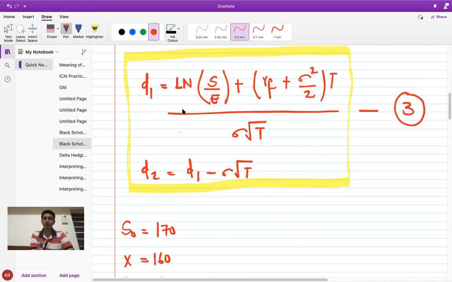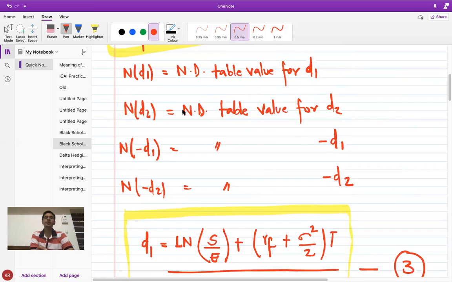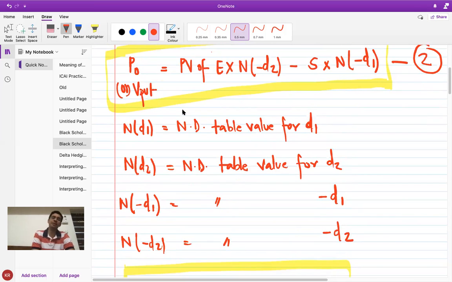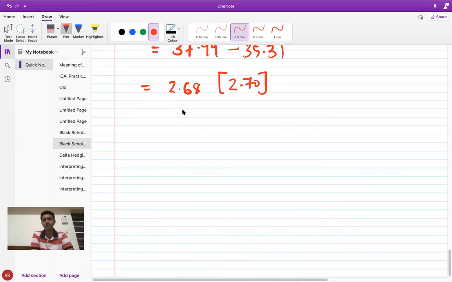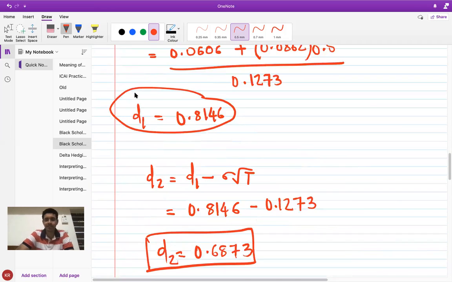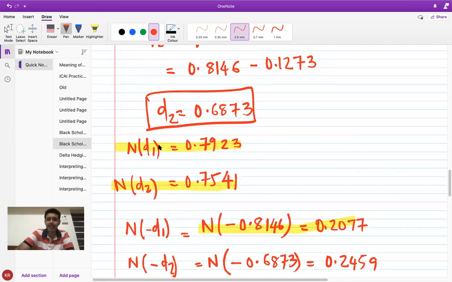But I'm not winding up this lecture yet, so please don't close your books. I am going to explain the meaning of ND1, the meaning of ND2, and the meaning of N minus D1 and N minus D2. ND1, okay, we have 0.7923.